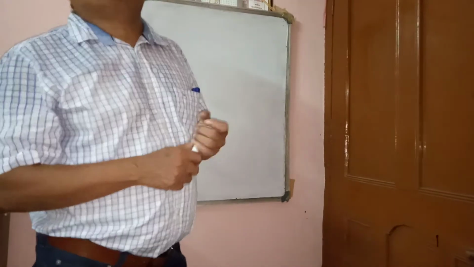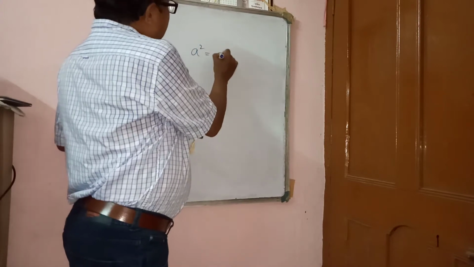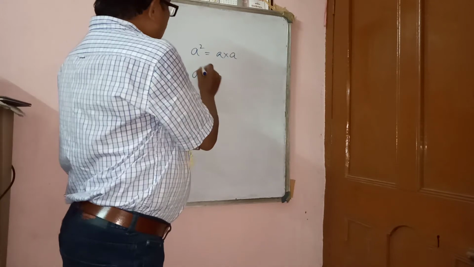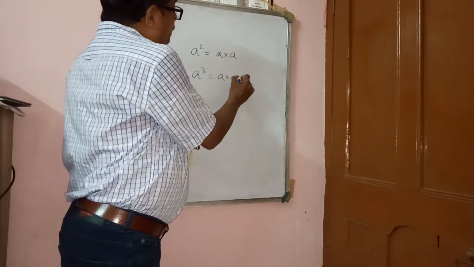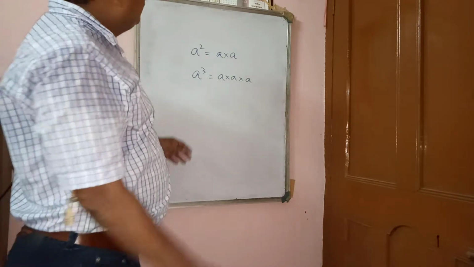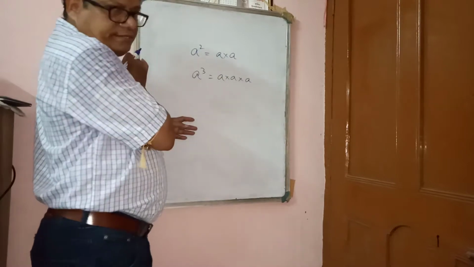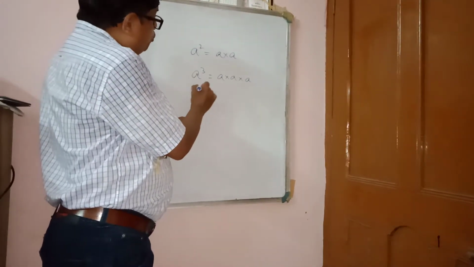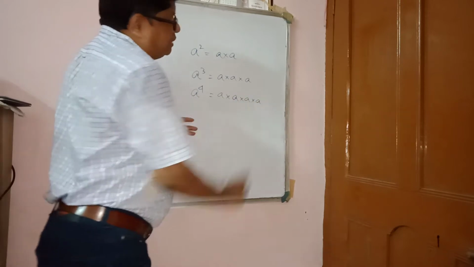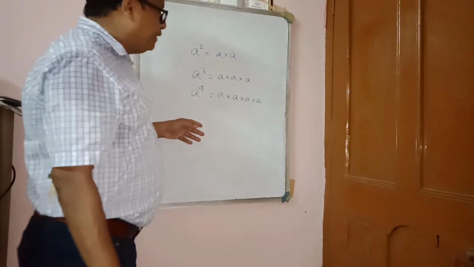Suppose a square, so a square we can write as a into a. Suppose a cube, so we can write a into a into a, all of you know. Yes, see, in a cube you have to multiply 3 times because here 3 is there. Suppose a to the power 4, so a into a into a into a, 4 times we have to multiply. Okay, now see, look at here.